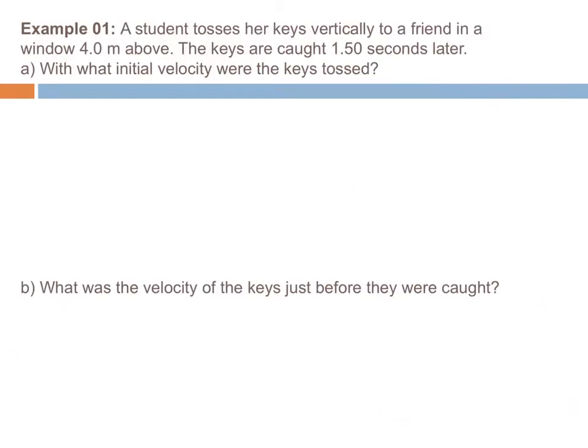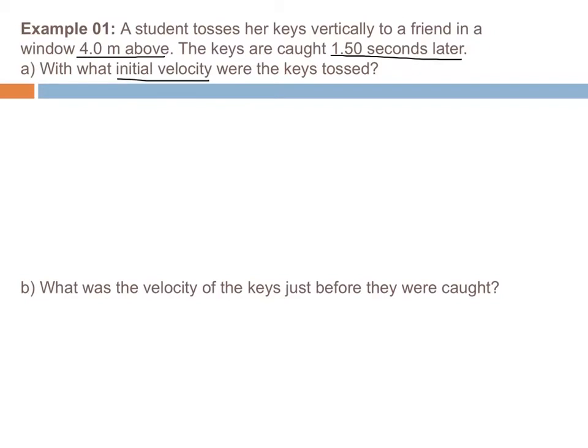So now to finish up with an example. Here we have a student tosses her keys vertically to a friend in a window 4 meters above. The keys are caught 1.5 seconds later. With what initial velocity were the keys tossed? So, starting with the information, we know that they are caught 4 meters above where you are, that it is caught 1.5 seconds after you tossed it, and what we're trying to solve for is initial velocity.